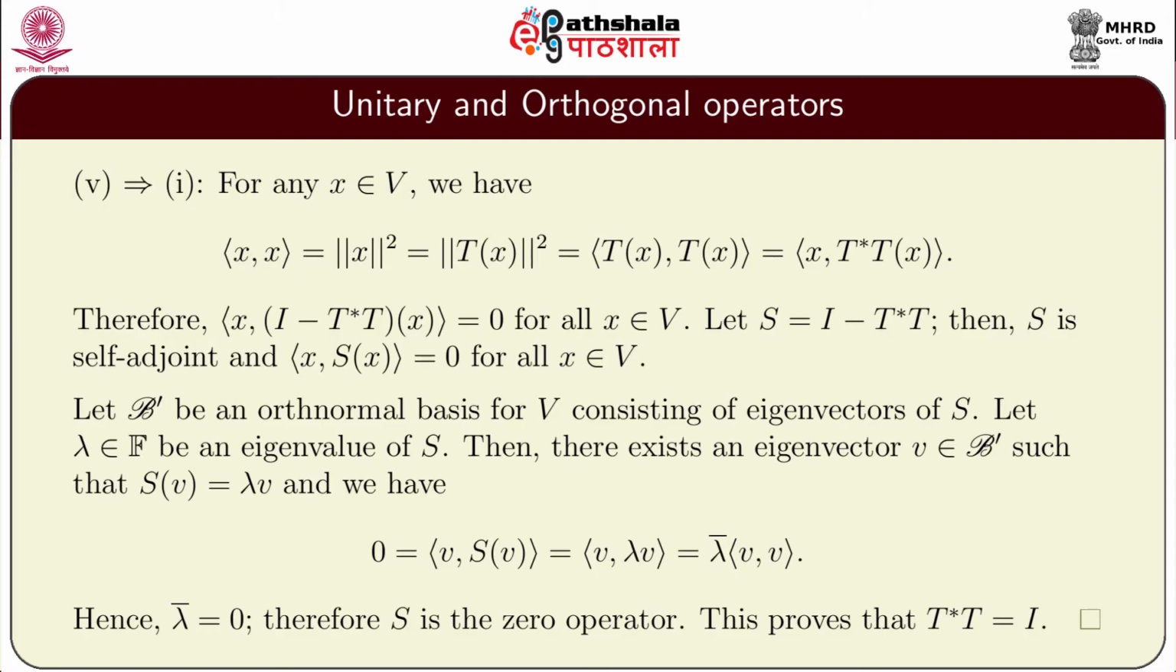This shows therefore lambda bar is 0, and hence S is the 0 operator. Therefore, we get T star T is equal to I. This finishes the proof because we have shown that all the statements are equivalent.